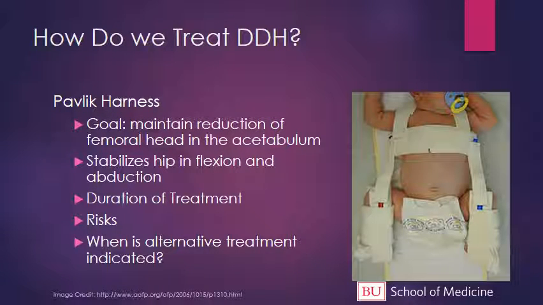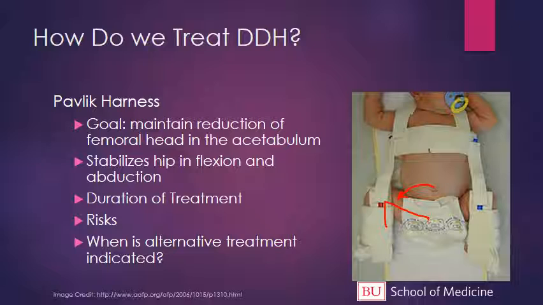Once DDH is detected, how do we treat it? The mainstay of treatment is shown in the image here and is called the Pavlik harness. The goal of this treatment is to maintain reduction of the femoral head in the acetabulum. This is achieved by stabilizing the hip in flexion and abduction, as seen in the image. This treatment may be used from newborns up to 6 months of age.